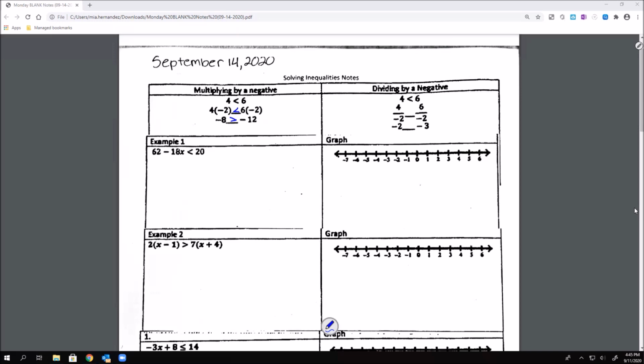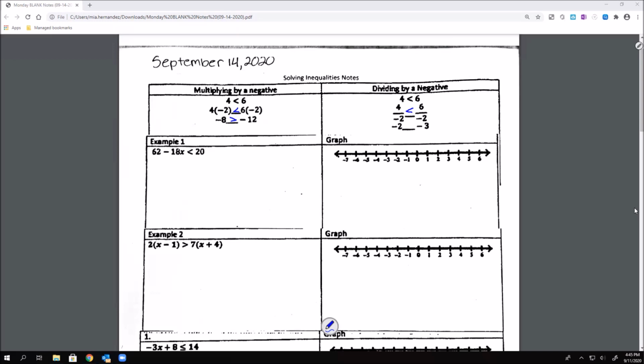Okay. Now over on that right-hand side, we're dividing by a negative. So just like before, I have my 4 is less than 6. This time I'm dividing by -2 instead of multiplying by -2. I still haven't simplified, so I'm still a less than sign here. The next part I've simplified. I've divided my 4 by a -2 and I've divided my 6 by a -2.